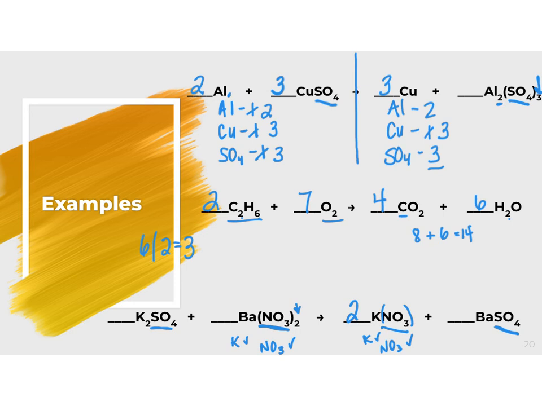Now for my sulfates, we already said that those were good and they have not changed. Last thing to check is barium. So here on the reactant side, I have 1 barium, and on the product side, I also have 1. So those check out as well.